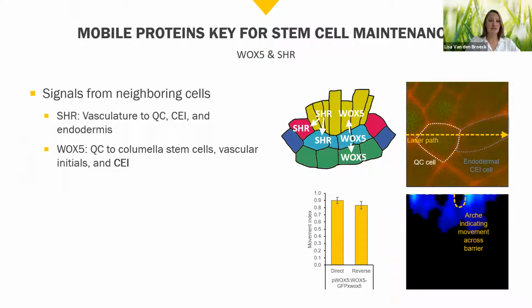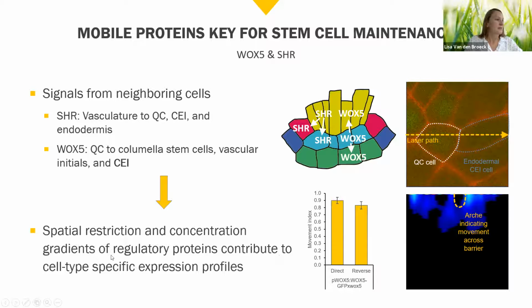So shortroot itself is expressed in the vasculature, but the protein moves from the vasculature to the QC, CEI, and endodermis, while WOX5 expressed in the QC will move from the QC to the columella stem cells and vasculature initials. And we also showed that WOX5 can move to the CEI with scanning FCS. We use specifically pair correlation function, which is very handy. You can identify whether or not a protein crosses a certain barrier. In our case, we checked whether the protein could cross the cell wall barrier, but you can also check if it could cross, for example, the nucleus and stuff like that. So this is more of a qualitative analysis.